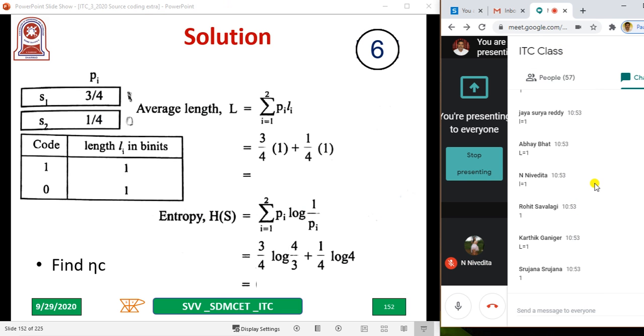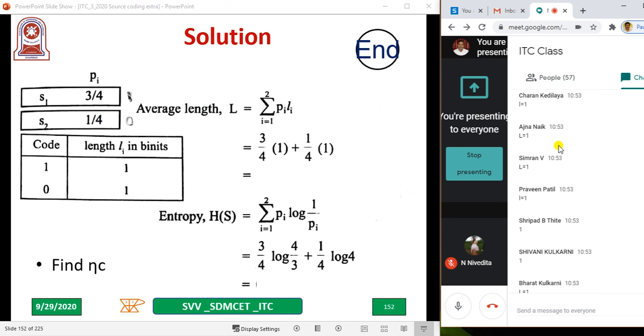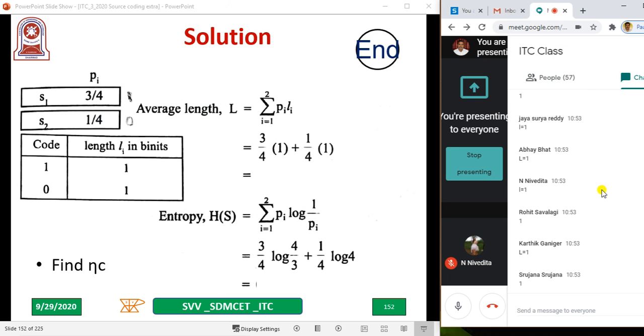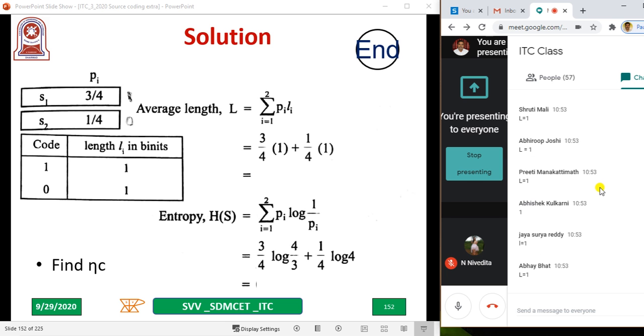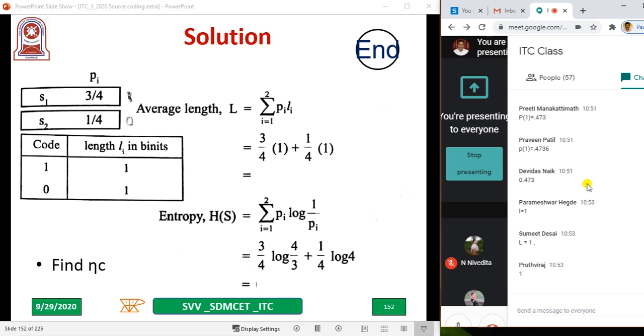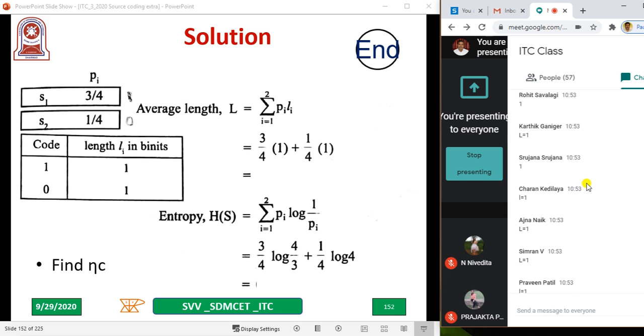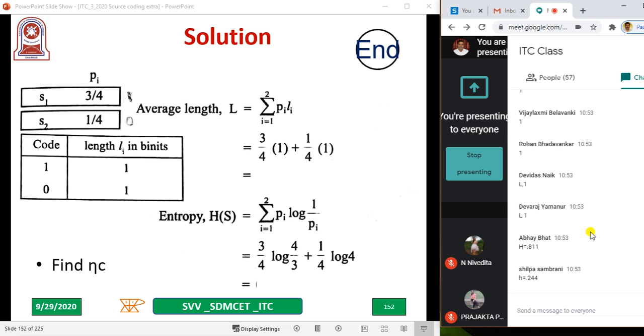Srijana, Karthik, Rohit, Nivedita, Abhay Bhatt, Jaisurya, they have typed the answers. Adnya, Charan, Karthik, Rohit, Simran, Praveen Patil, Jaisurya, Abhishek, Preeti, Abhirup, Shruti, Sumit, Parmeshwara, Praveen Patil. All these people have typed. So, very good. Shilpa has typed 0.244 H.